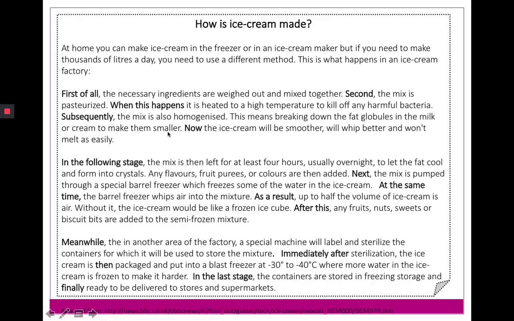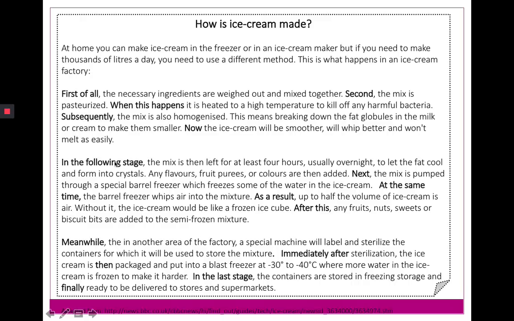So by having all this happen, you will get a smoother ice cream. Remember the ice cream that you had at McDonald's? I think it's very smooth, very silky, very soft, right? So it happened because it has been homogenized, right? They have broken down the fat globules in the milk, so it's not as creamy as some other ice cream.